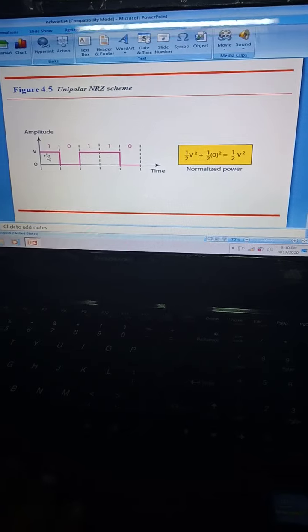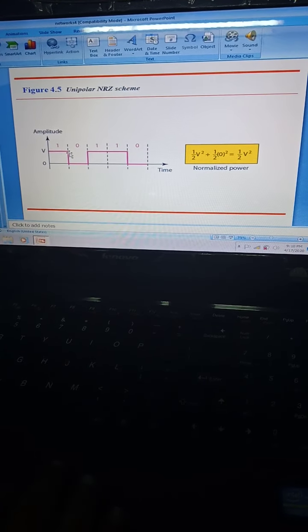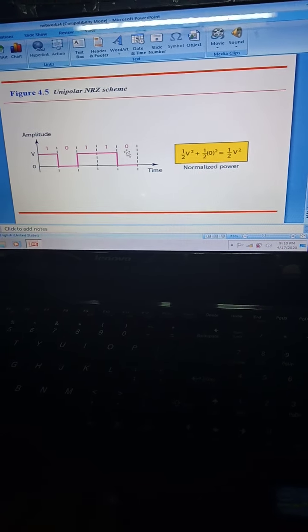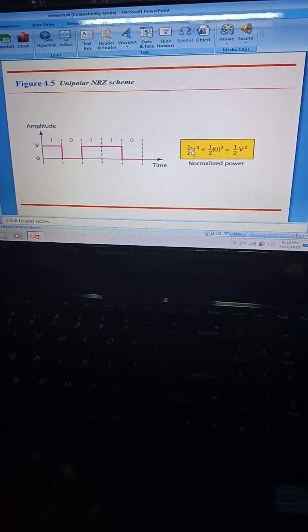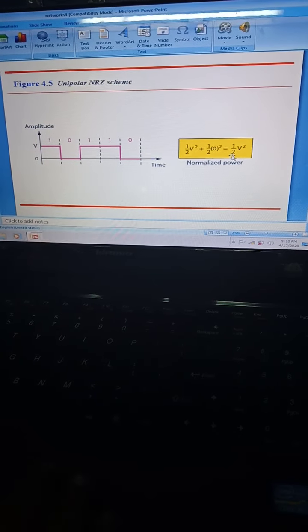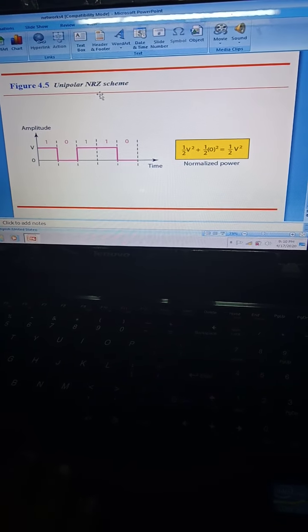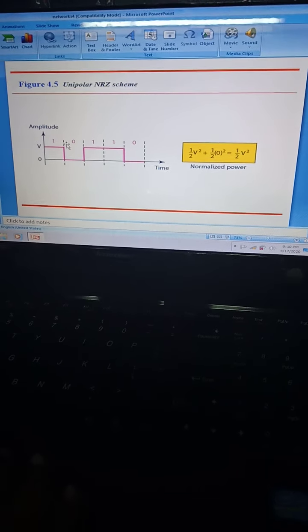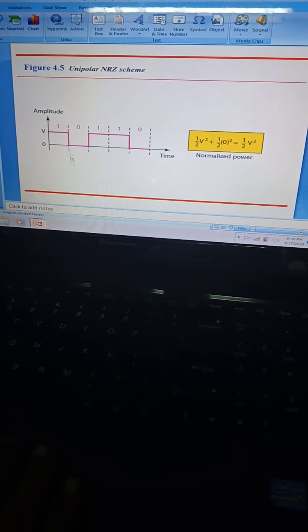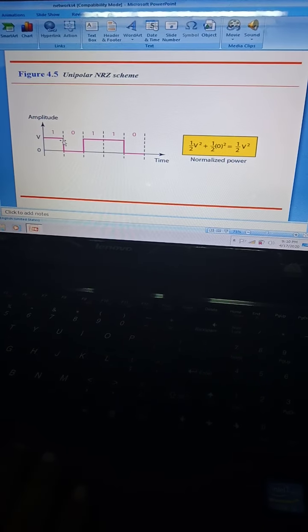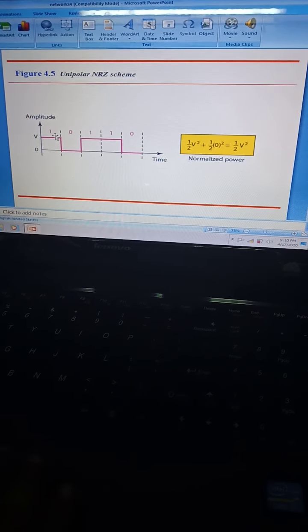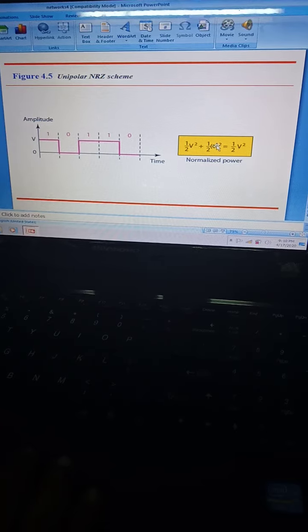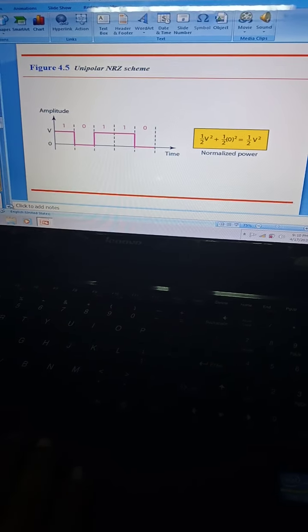Example for unipolar: you can see here 1 up, that is 1 positive, and down, and again up and down, but we are not coming to the 0 level. The normalized power is half V squared plus half of 0 squared, which equals half V squared. In the unipolar non-return to 0 scheme, we are not coming to 0. If it goes down, that is 0, and up, that is 1. Here we are representing 2 zeros and 2 ones in this normalized representation.